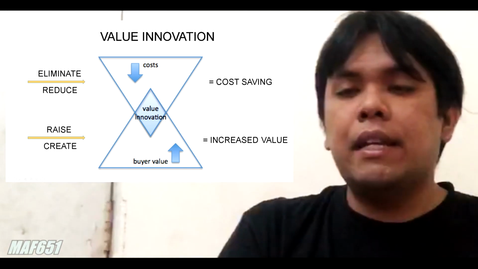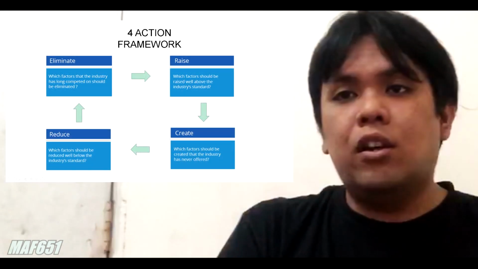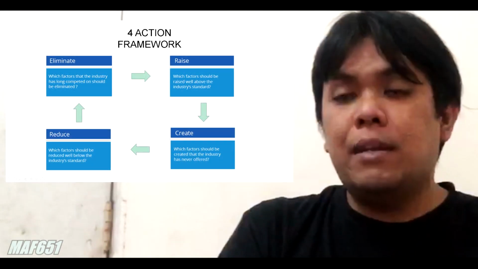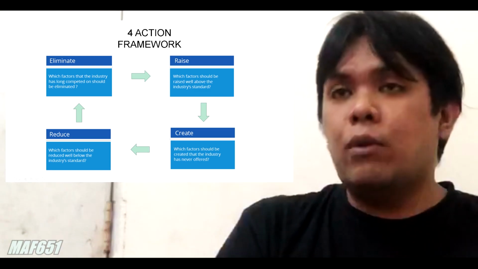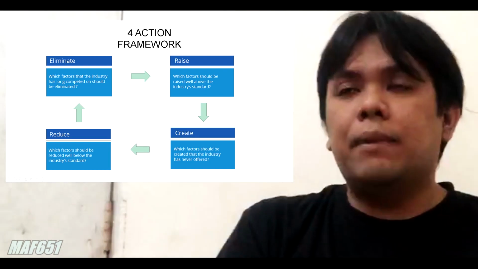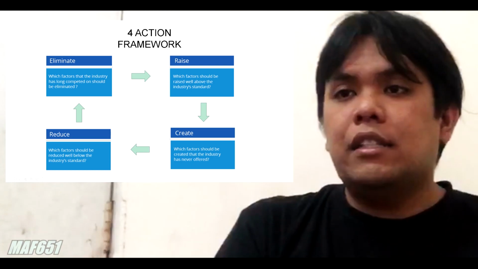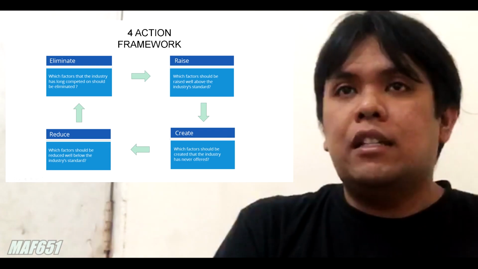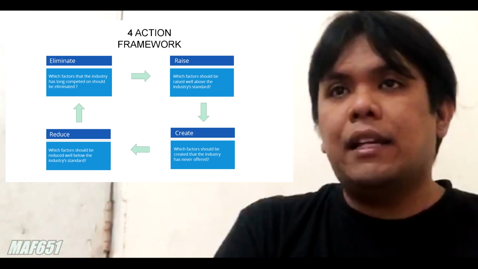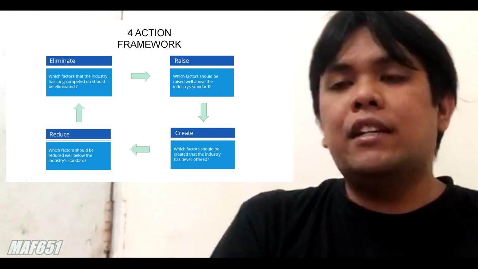The first one, eliminate, is to determine which factors that the industry has long competed on should be eliminated. These are the attributes or factors that are outdated in the market that the company should consider eliminating. And next is to raise. Which factors should be raised well above the industry standard? These are the attributes that are demanded in the market that should be raised, that should be offered more in the market so they can increase their value.